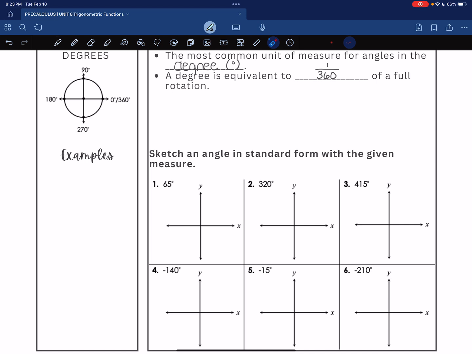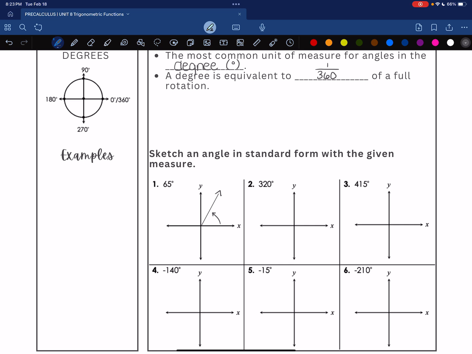So in this first example, if we're stopping at 65 degrees, 65 degrees is going to be in this region between 0 and 90. I'm going to sketch that out. It's a little bit more than halfway, so maybe it looks something like this. And I'm rotating upward to my terminal side because this is a positive angle.